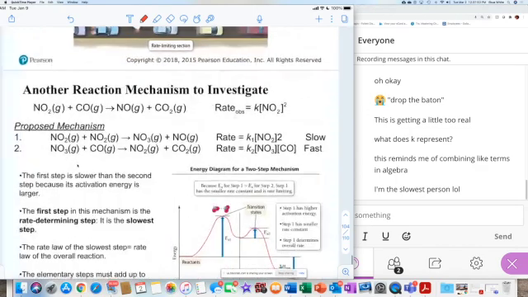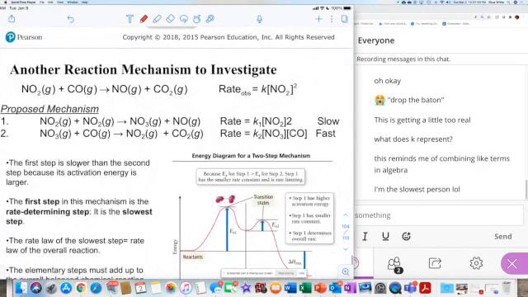So here is a problem we get to investigate. We're told another reaction mechanism to investigate. This is our overall reaction here: NO2 plus CO giving NO plus CO2. So we have our reactants. As I'm looking at this, I'm going to judge this as my overall because it appears by itself. And when it says mechanism, this is of course the step by step mechanism of this reaction. So I have a rate law of the overall right here.